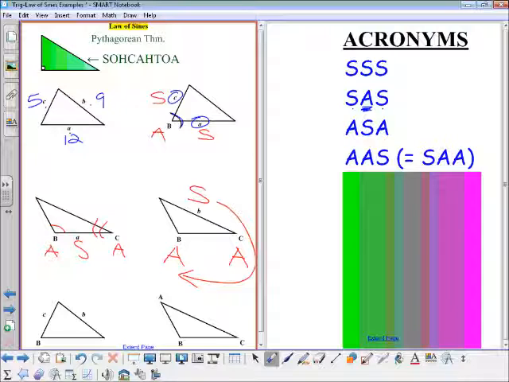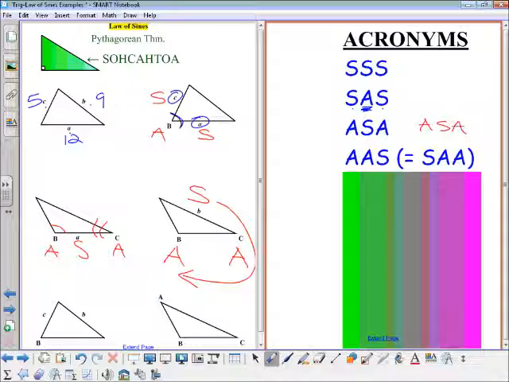Okay, the first three that we did just happened to be the same thing forwards and backwards. ASA backwards is still ASA. SAS backwards is still SAS. SSS backwards is still SSS. So that's why I didn't write those.